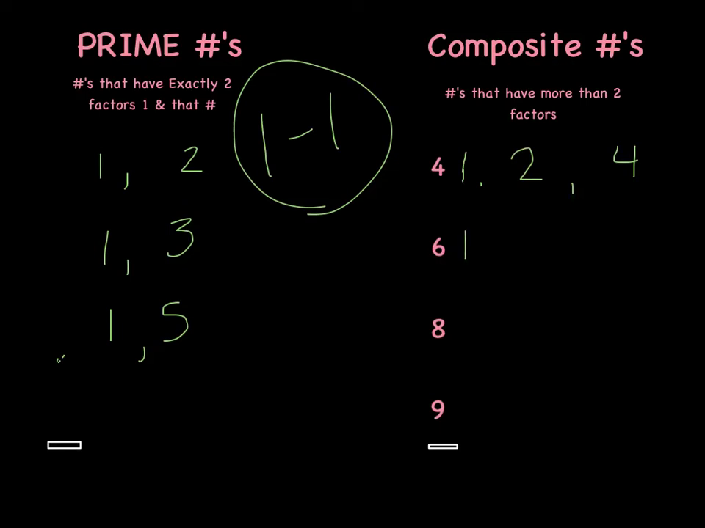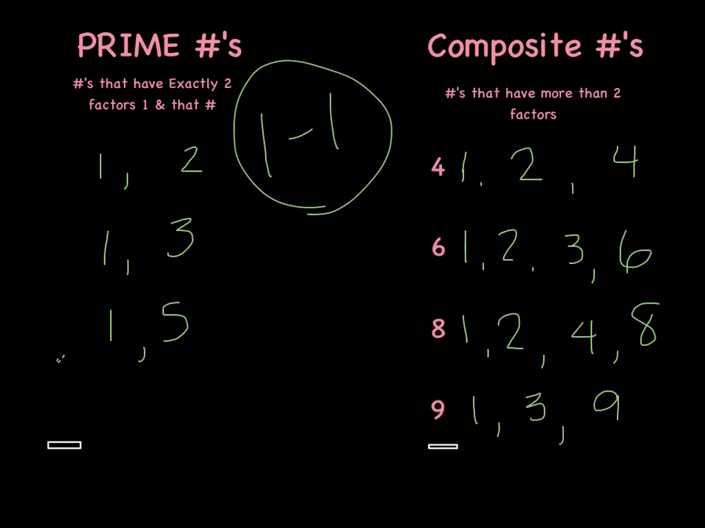Number 6, 1 and 6, 2 and 3 are factors of the number 6. The number 8, 1 and 8, 2 and 4 are factors of 8. And the number 9, 1 and 9, and 3 times 3 gives you 9. So those are the numbers between 0 and 9 that are either prime or composite.